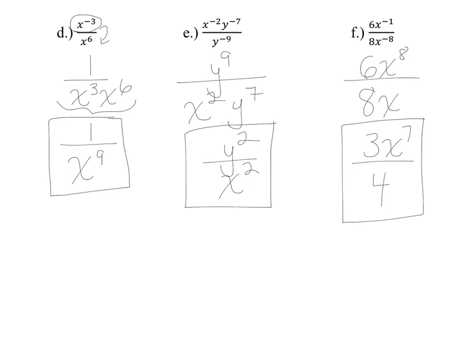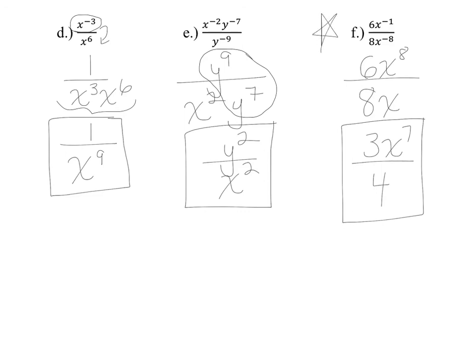Now with letter E, every single term has a negative exponent on it, so you're moving everybody around. Then I noticed, once I moved everybody around and made them positive, that I have these y's. Those y's can cancel each other out. The 7 on the bottom can cancel out the 7 on the top to leave you with y squared on the top.